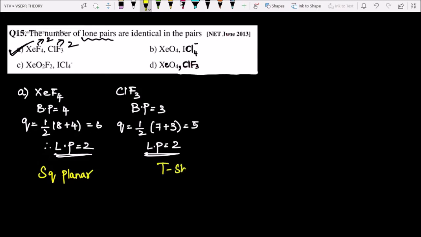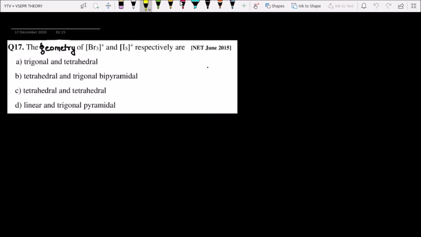32 is nothing but T shape. Okay, let's move to the next question. In this question, they are asking us to find the geometry of Br3 plus and IF5 plus. They are asking the geometry. Okay, let's do it. See, the first one is Br3 plus.